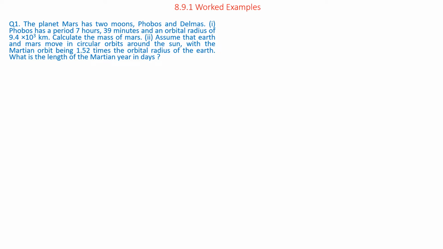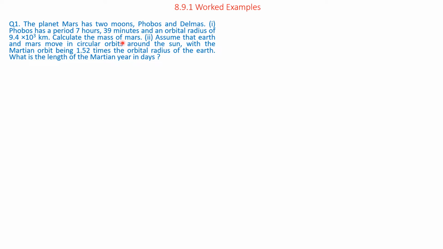Worked examples. Question number 1. The planet Mars has two moons, Phobos and Deimos. Part 1. Phobos has a period of 7 hours 39 minutes and an orbital radius of 9.4 into 10 to the power of 3 kilometers. Calculate the mass of Mars.